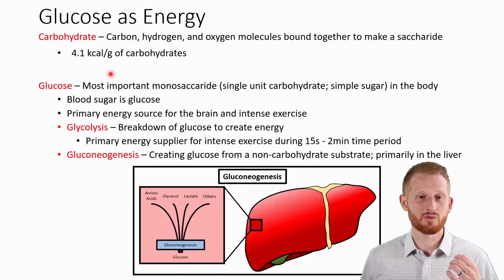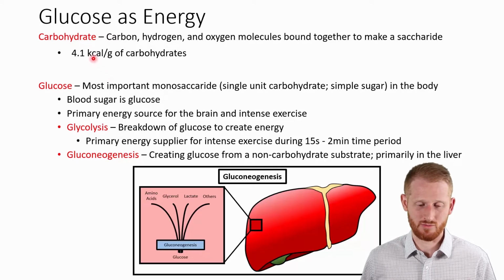Glycolysis is our fast energy system. It's not an immediate energy system, so it's not the fastest, but it is our fast energy system. In this video, we're going to be talking about how we use carbohydrate in order to make energy in the body. So let's talk about carbohydrates and what it is real quick.